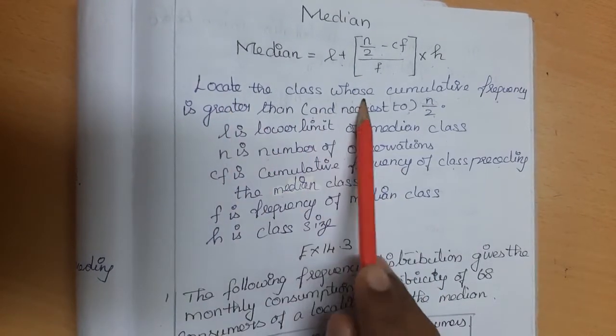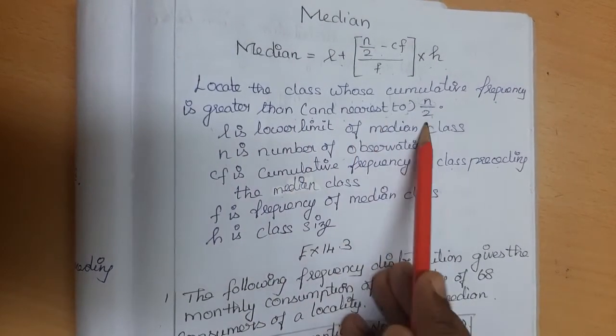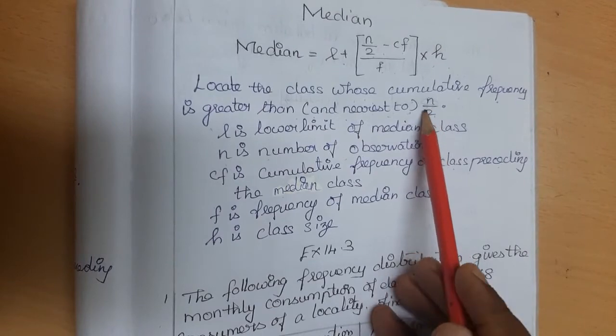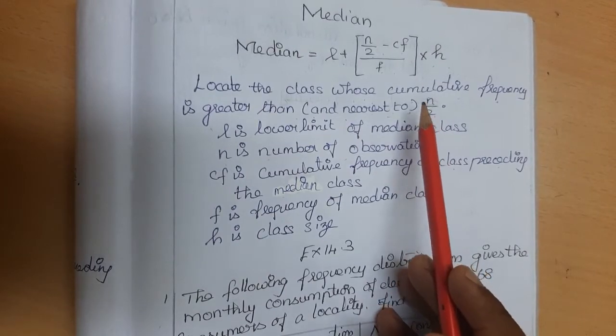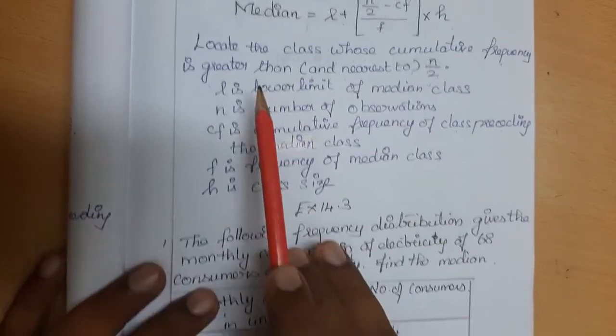First we have to locate the class whose cumulative frequency is greater than and nearest to n by 2. That class will be called the median class, and this n is the total number of observations, right? That means the total number of frequencies. It will be given in the questions.